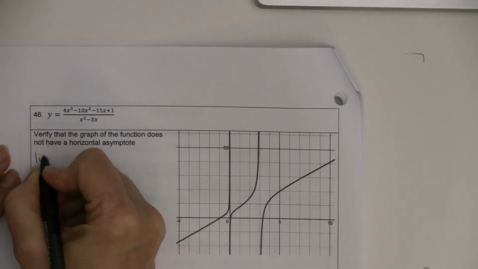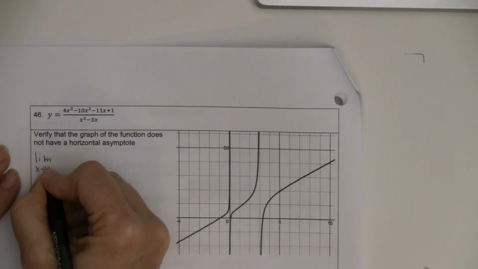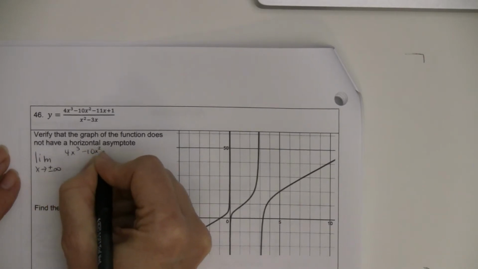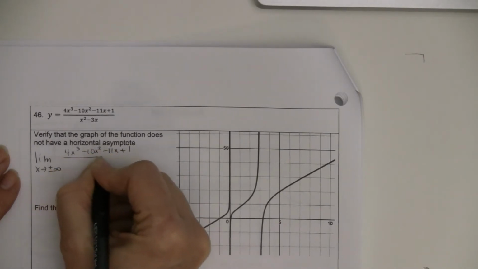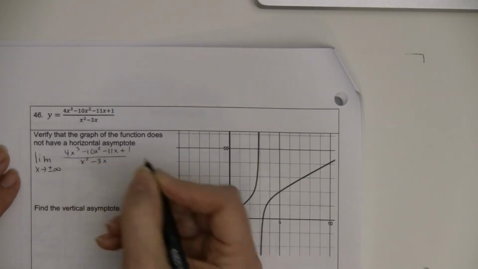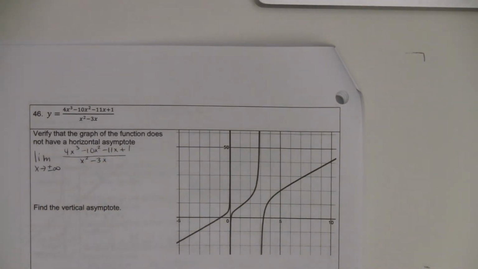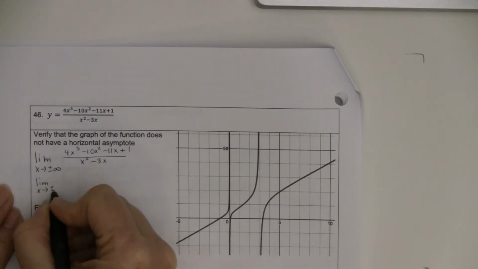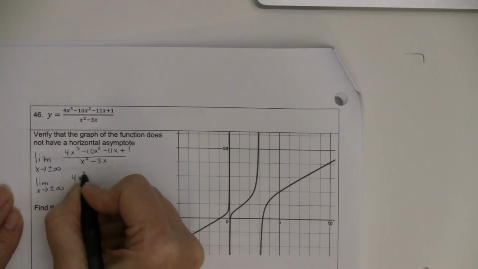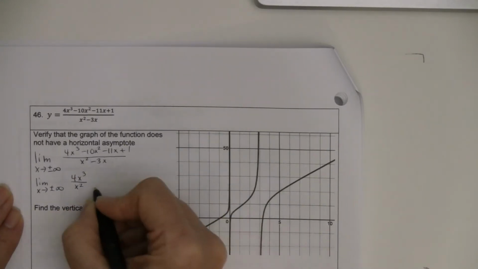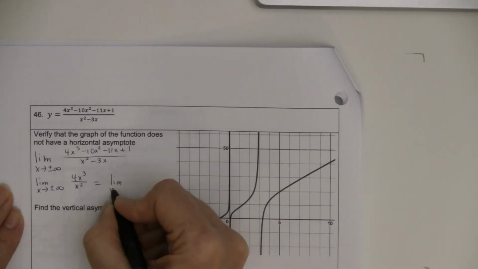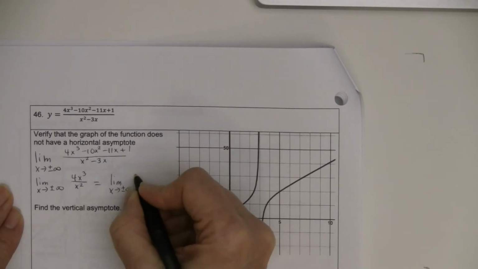So if we looked at the limit of our function as x goes to plus or minus infinity, we have this function, 4x to the third minus 10x to the second minus 11x plus 1 over x squared minus 3x. If I'm trying to find that limit, I'm going to be doing dominant term analysis on that, and that's the biggest in the numerator, and so that's the limit. I see I need more room here. 4x to the third over x to the second. And when I reduce that, x to the third divided by x to the second, this is going to be the limit as x goes to plus or minus infinity of 4x.